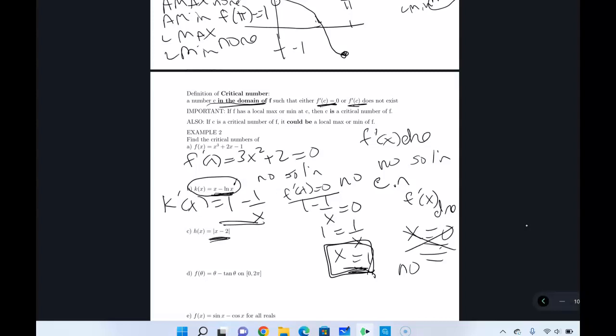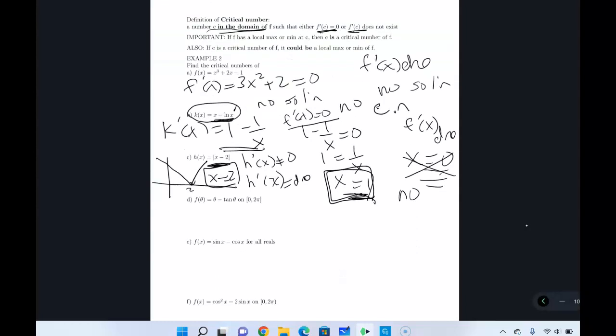Do we know how to do a derivative of absolute value? We do not, but you know the graph looks like this. So is there a place where the slope is 0? Derivative equals 0? No, there's no slope 0. So there's no h prime of x equals 0. There's none of those. How about where the derivative doesn't exist? Where would that be? You know, a corner, the derivative doesn't exist. So x equals 2 is the only critical number.